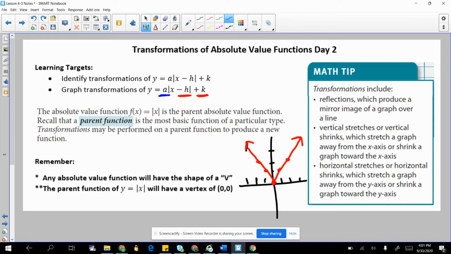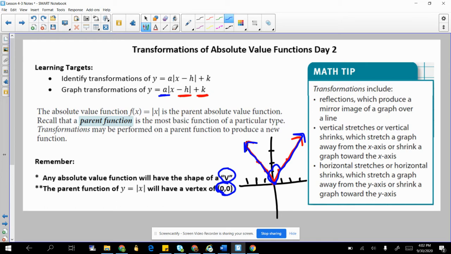A couple of other big things to remember from yesterday is that the absolute value function has this V shape. And it's also super important to remember that it starts at 0, 0. So that is like the point of the V, or the origin. And then you also want to remember that the slope goes up 1 over 1, on both sides. On the right side, up 1 over 1, and on the left side, it's just mirroring that. Those are going to be important pieces of information as we move forward today.